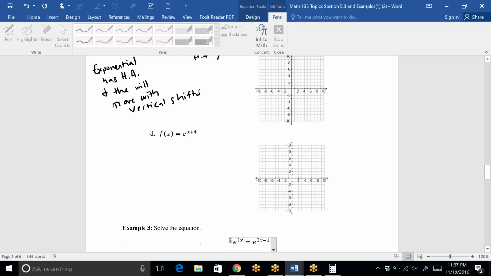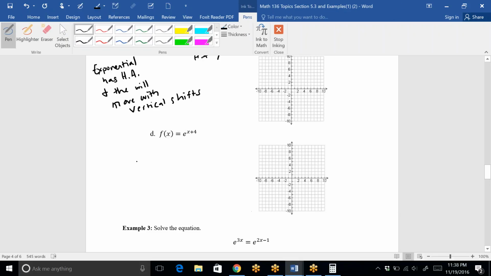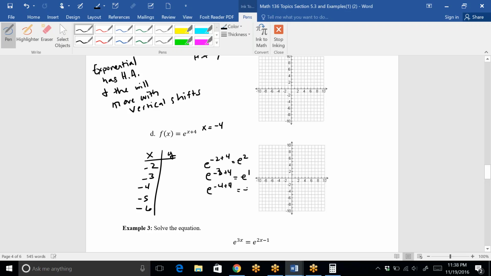The only thing that I'm going to say about D, I guess I could do this one since the table's a little funny, is that, remember, this has been changing your exponent, so I actually want to plug in negative 4 as the middle of my table just to get things to work out nice. Pick 2 things bigger and 2 things smaller. This is e to the negative 2 plus 4, which would be e squared. This is e to the negative 3 plus 4, which is e to the first. E to the negative 4 plus 4 is e to the 0. E to the negative 5 plus 4 is e to the negative 1. E to the negative 6 plus 4 is e to the negative 2.